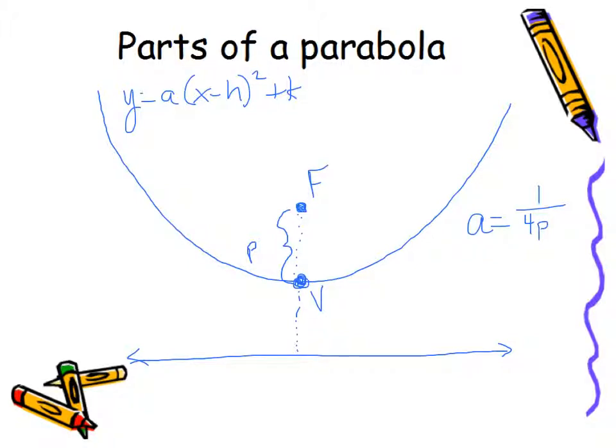Likewise, you could rearrange that a little bit and get p by itself and say p is equal to 1 over 4a. Either one of those relationships, we can use those. It kind of depends on what we're looking for and what we're given. So for instance, if I already know what p is and I'm looking for a, I'd probably use this little equation. If I already knew the a and I was looking for the p, then I'd probably use this equation. Just whichever one is set up nicer for what I'm wanting to do.